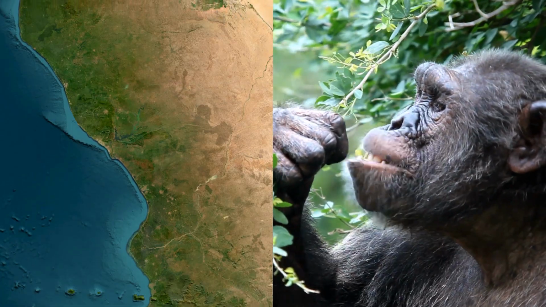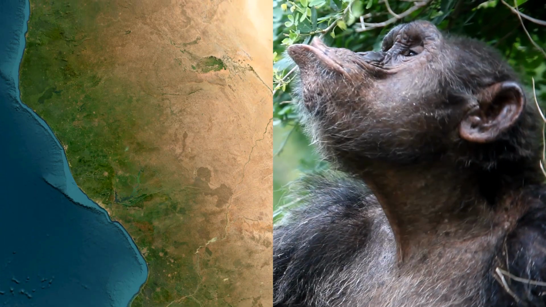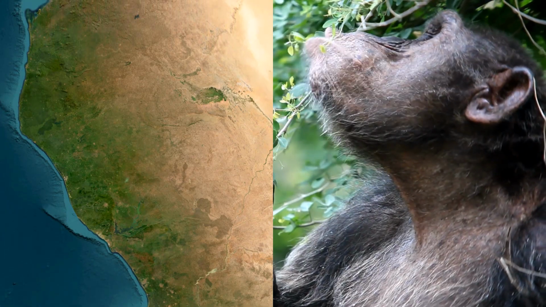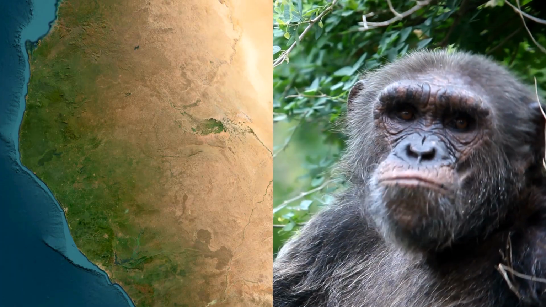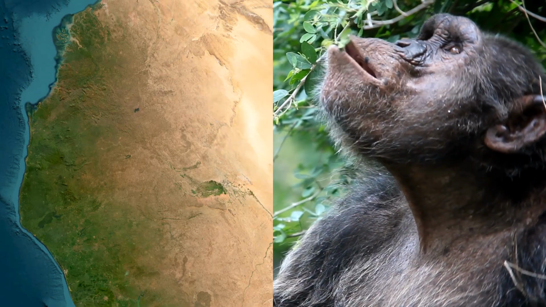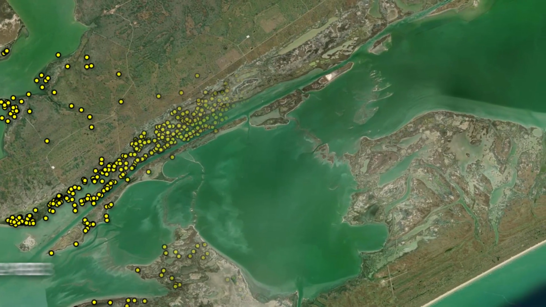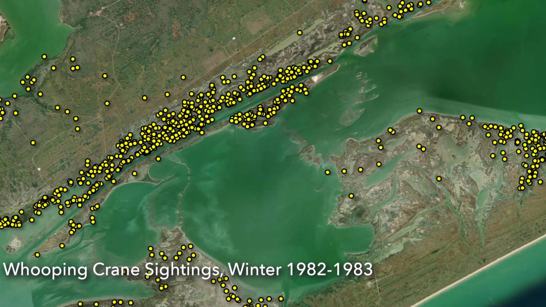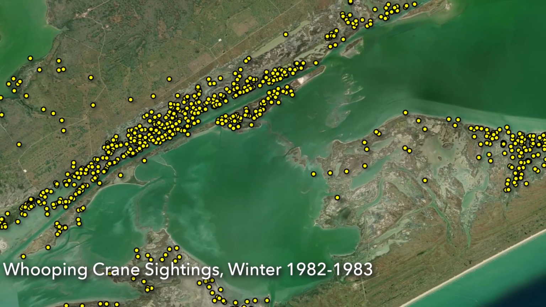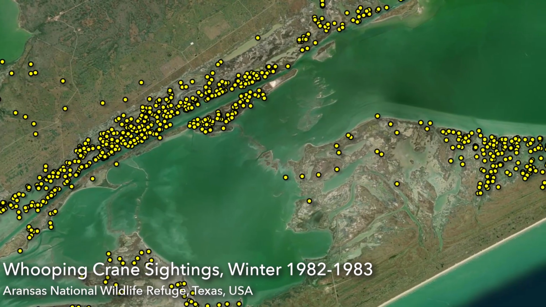For example, if you were analyzing the kernel density of chimpanzees in Western Africa, you might choose a bandwidth based on how far that species is able to move in a day or how big their home range is. Kernel density surfaces are useful because they provide a spatial output of hotspots of observations. This map shows the density of whooping crane sightings in the winter of 1982 to 1983 around Aransas National Wildlife Refuge in southeastern Texas, USA.